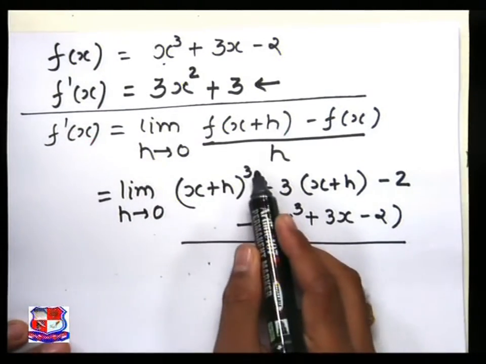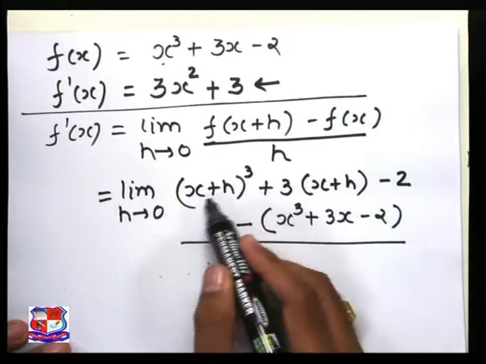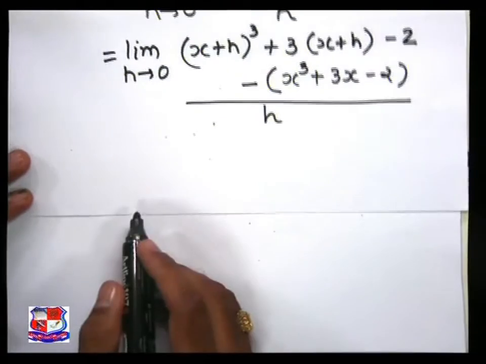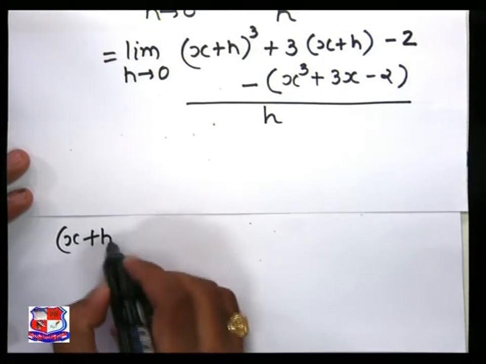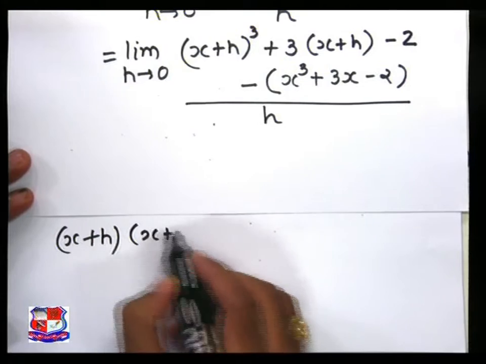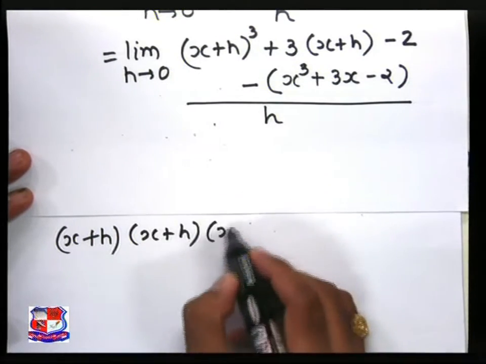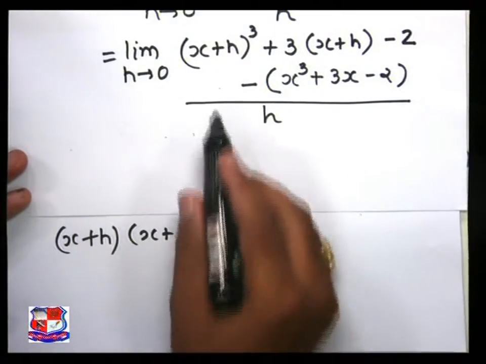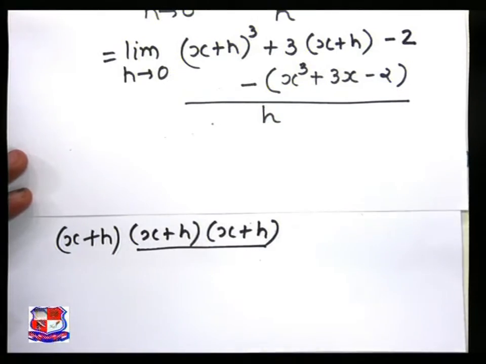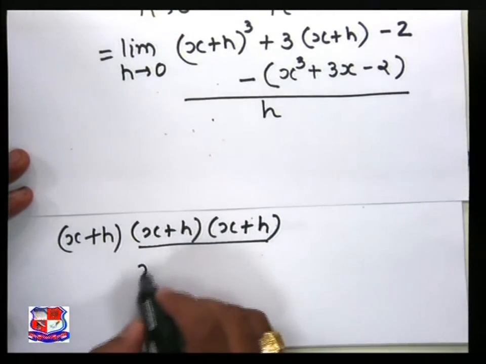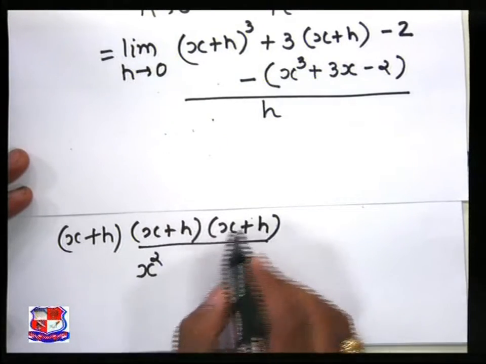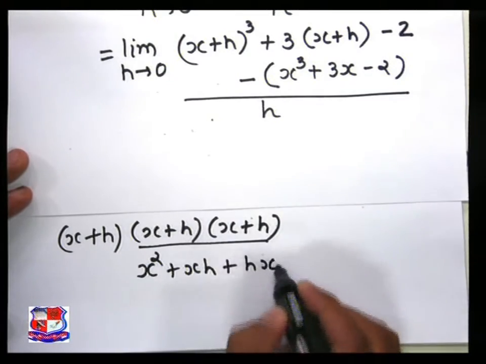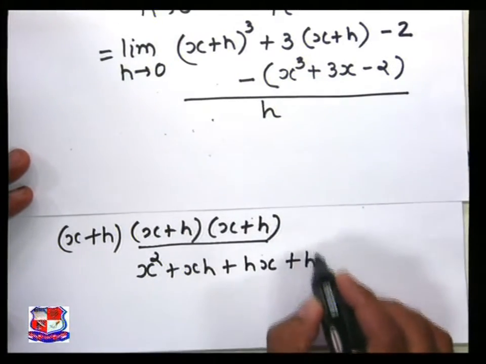Here x plus h cube. If you forgot the formula for x plus h cube, then you can simplify it in this way. X plus h cube, you want to simplify: that is x plus h, x plus h, and x plus h. This is nothing but x plus h cube. Now solve these two brackets: x square, x into h becomes xh, h into x becomes hx, and h into h becomes h square.